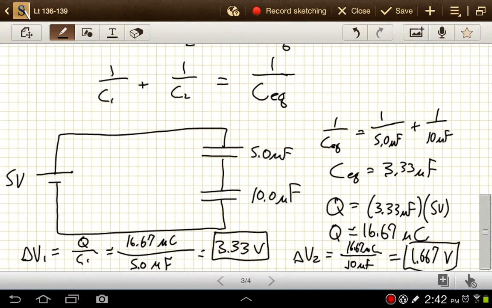Okay, so our 5 microfarad capacitor, the smaller of the two capacitors, it's half the size of this capacitor, but it has twice the voltage drop of the larger capacitor here. So we could say in general that C1 over C2 is equal to V2 over V1.